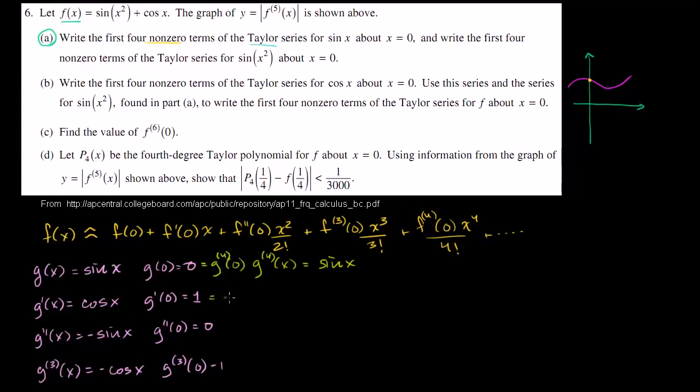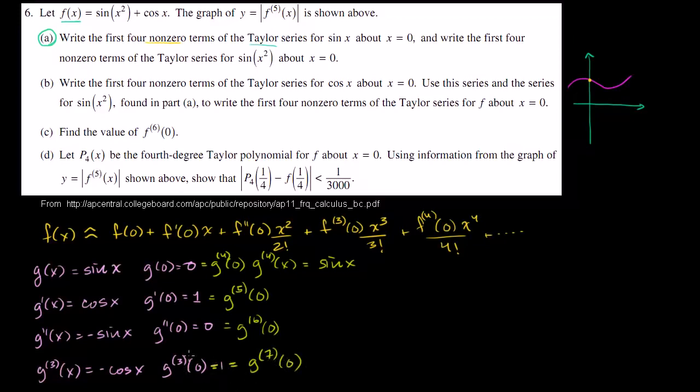This is going to be the same thing as g to the fifth because we start cycling as we take more and more derivatives. So this is going to be the same thing as the fifth derivative at 0. This is going to be the same thing as the sixth derivative at 0. And this is going to be the same thing, this is an equal sign right here, equals 1. And this is going to be the same thing as the seventh derivative at 0.